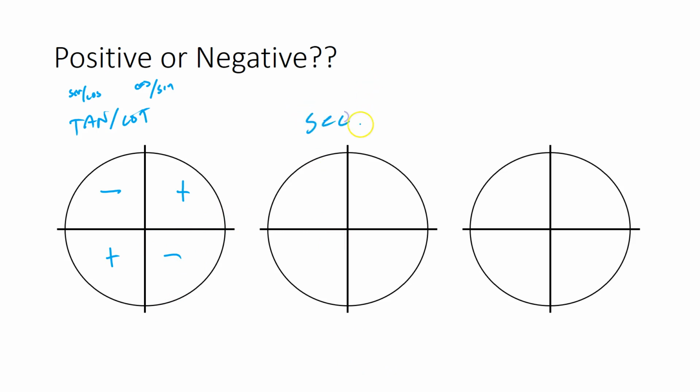For secant, remember secant is 1 over cosine, so it's going to be positive wherever cosine is positive. That's on the right side, because we have positive x values over here. On the left side, we have negative x values, so it'll be negative and negative. Cosecant is going to be positive when sine is positive, so that's the top, because it's 1 over sine. And then it's going to be negative on the bottom, because that's when sine is negative.